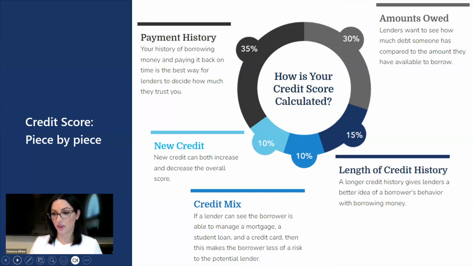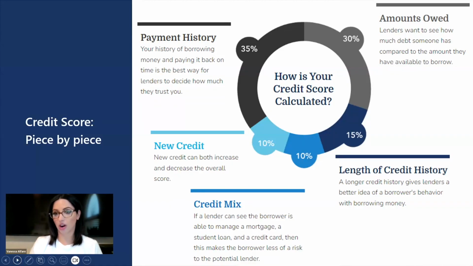Length of credit history. So we do get a lot of questions around this one. We've been asked, should I close out my credit card once I pay it off? And really, that answer is not the same for everyone. But what I will say, 15% of your score is based off the length of time you've had those accounts open. So let's say you got your starter card when you were 18, 19 years old. Maybe it has a low limit, but you've had it for 10 plus years.